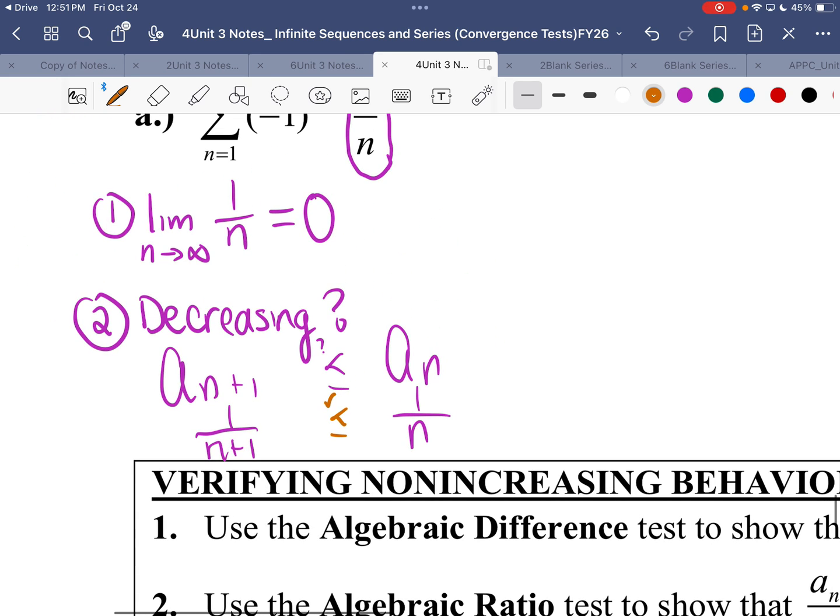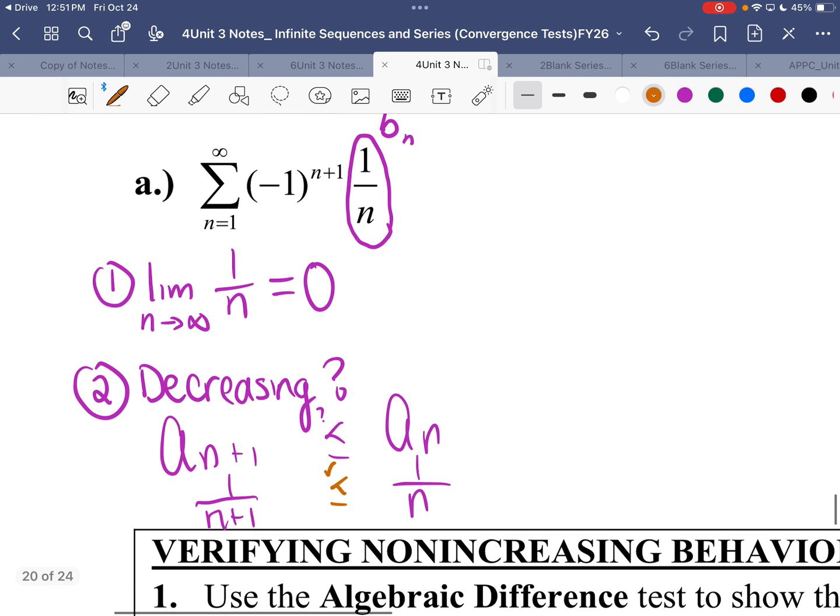Why did we put it as a denominator? Because bn was 1 over n. If bn was n, then it wouldn't have passed the first part. It's always going to be like big bottom, if you can do this test.